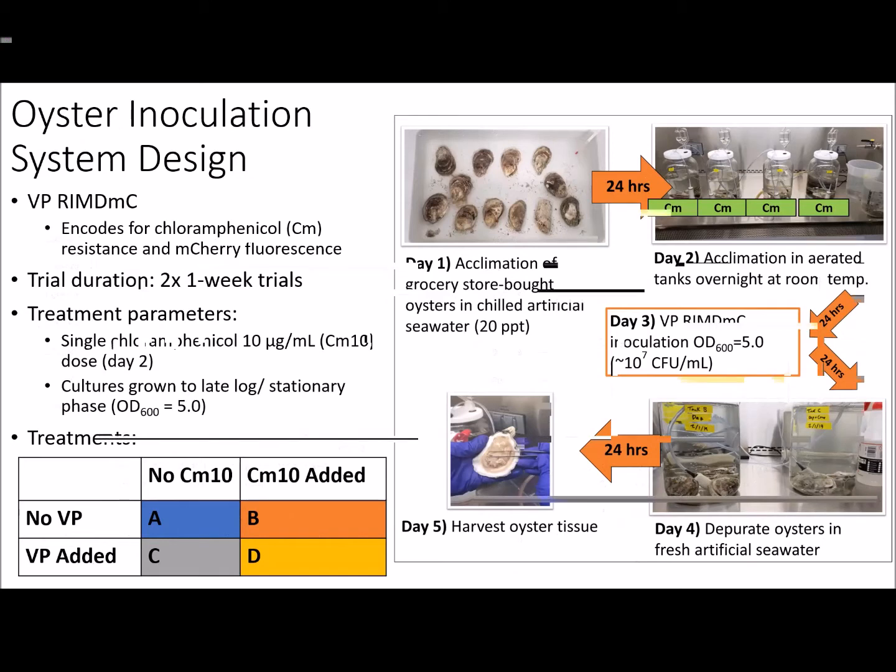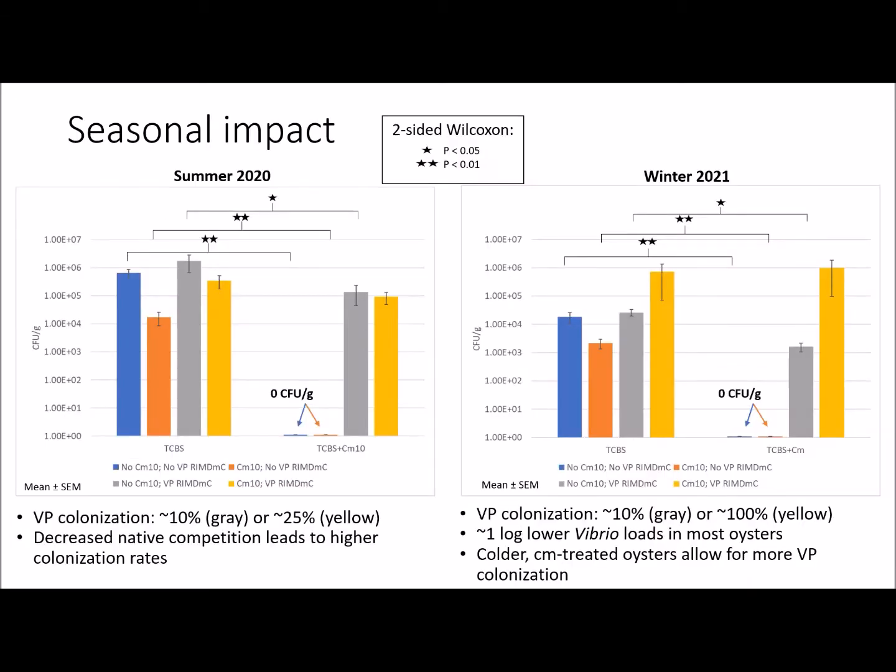You can see on the left-hand side of this page, this is the summer 2020 graph. We have 2 sets of bar plots here. The first one is TCBS, and this medium is where we select for total Vibrios. So we're not looking at just our strain, but all the Vibrios that are within those oysters at that time. You can see in the blue graph here, the gray and the yellow are all about 10 to the 6th CFUs per gram, whereas the orange bar, this is treatment B that did not have Vibrio, but it did have chloramphenicol. We do see about a 2-log reduction in the total Vibrio microbiome at that point.